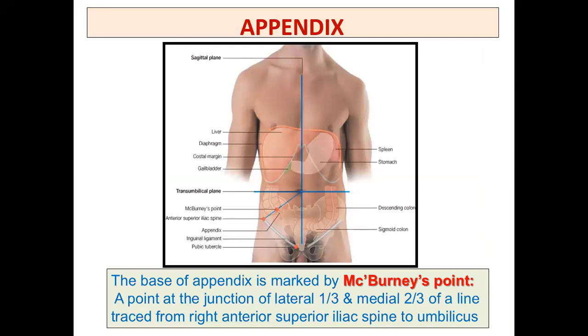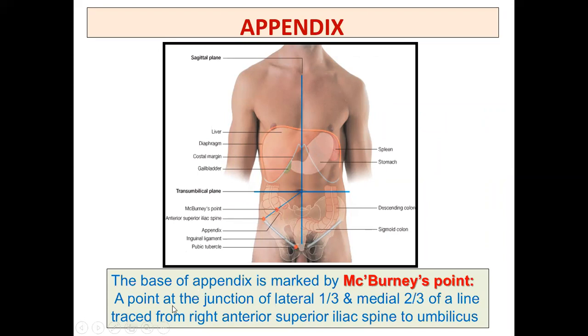Now coming to the appendix, a very important structure which is notorious for infections. It leads to a severe infection called appendicitis, and it leads to severe pain in the abdomen. So how do we trace this appendix? The base of the appendix is marked by McBurney's point. There is a point called McBurney's point, which indicates the base of the appendix.